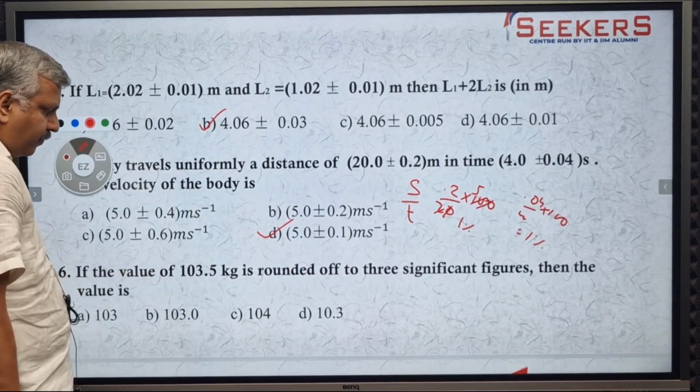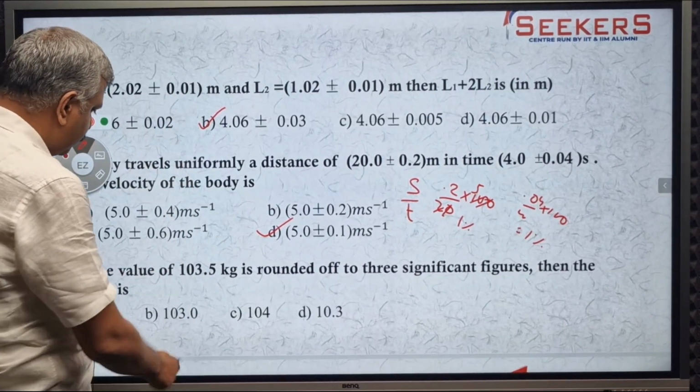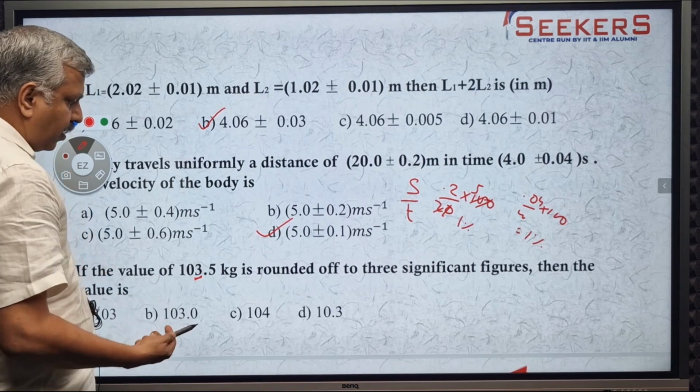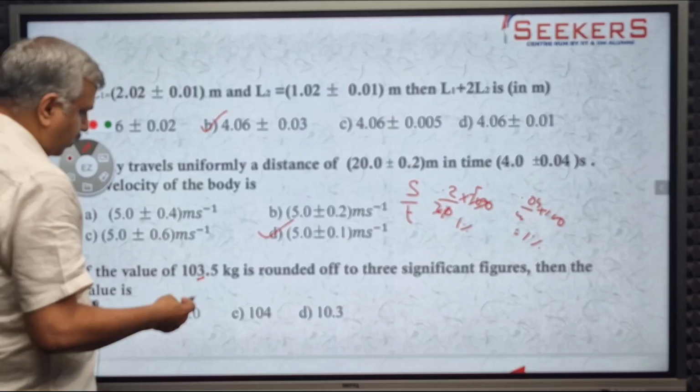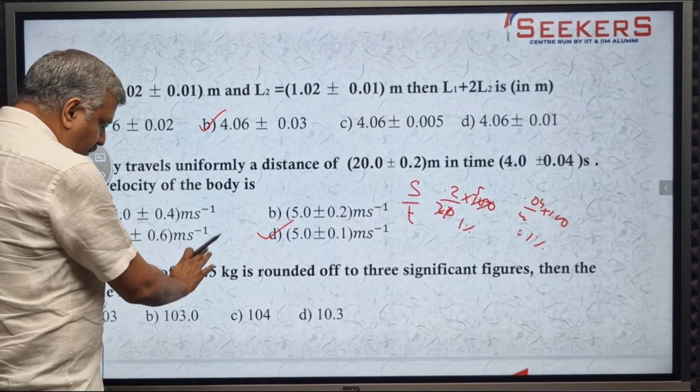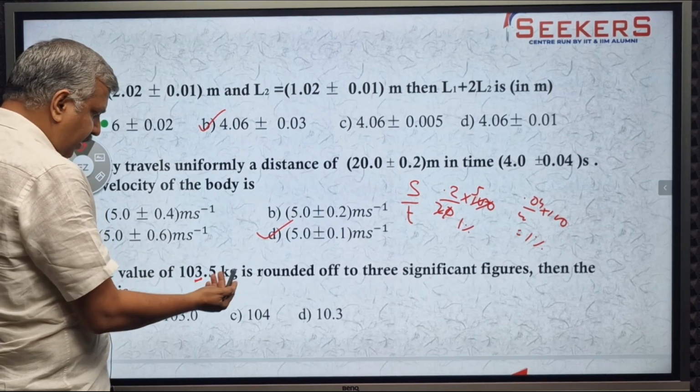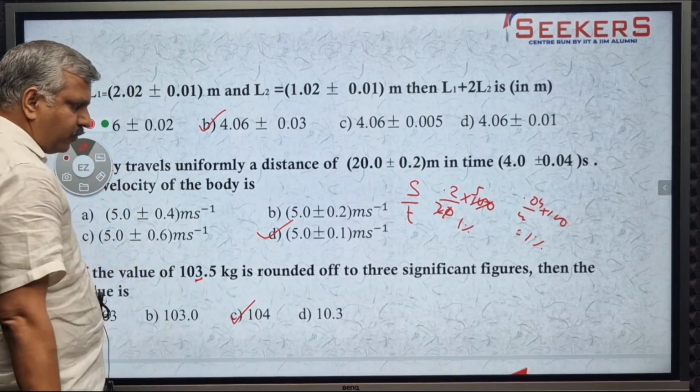If the value is 1.35 kg, so this is an odd number. When it's an odd number being rounded off, what do we do? When an even number is rounded, you just drop the 5. When an odd number is rounded, you go to the next number. So 104 is going to be the right one.